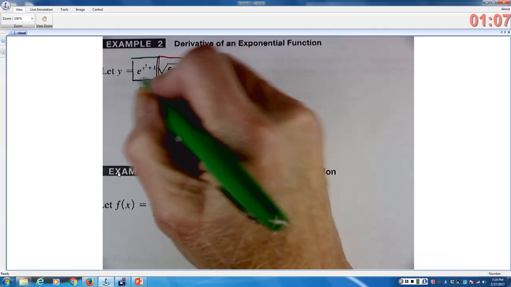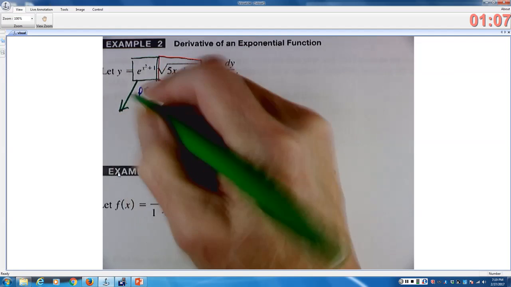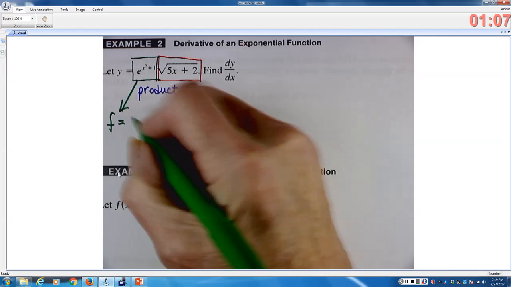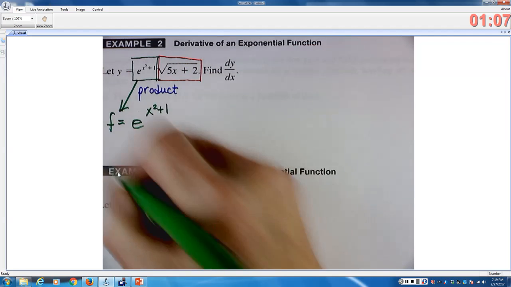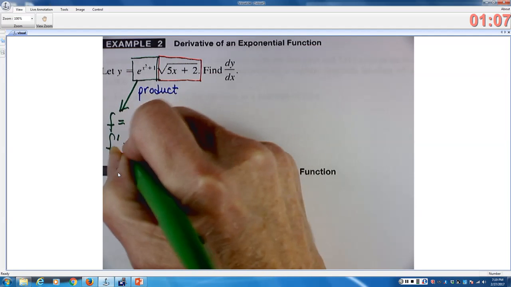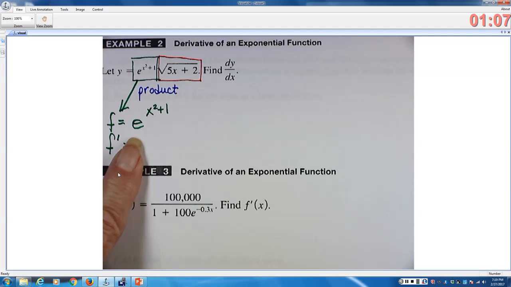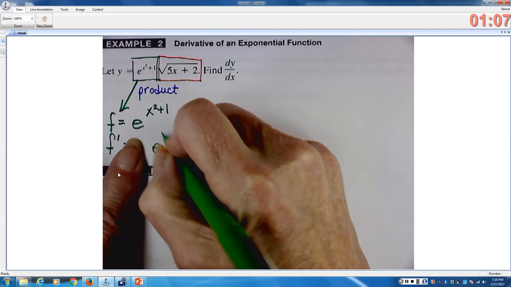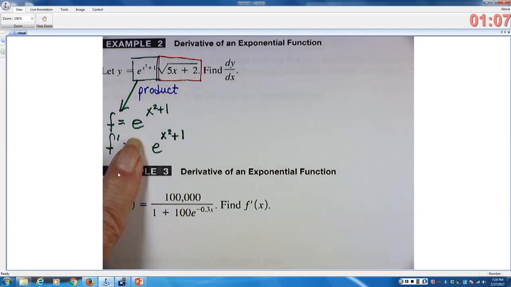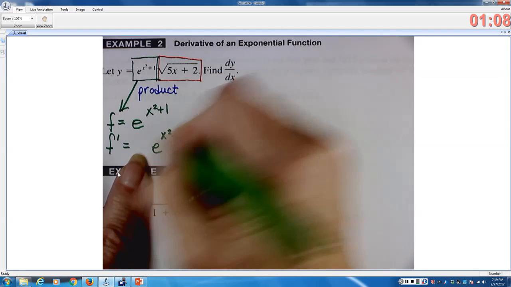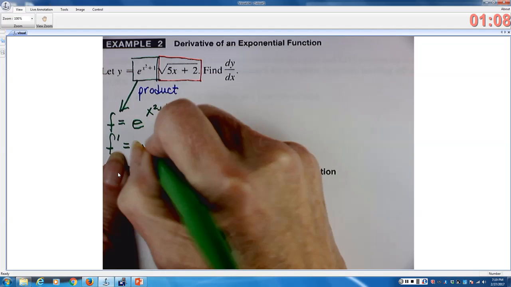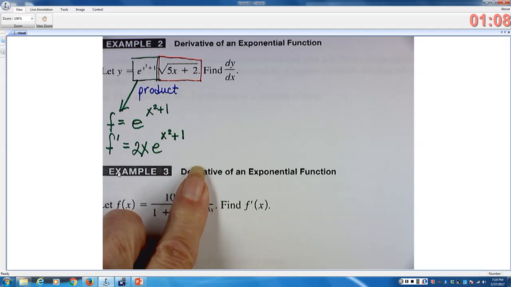The first thing we need, we're going to call this f. And it is e to the x squared plus 1. And its derivative is e to the x squared plus 1. Because the natural logarithm of e would be 1, and we don't need to put down that 1, times the derivative of x squared plus 1, which is 2x. And I just put it in the front instead of putting it behind.